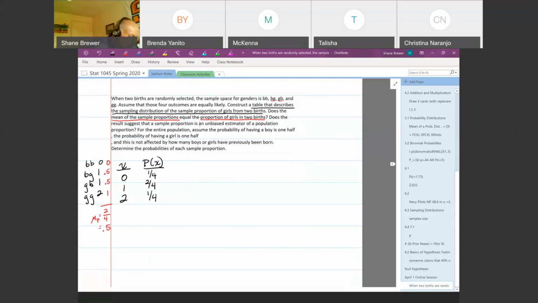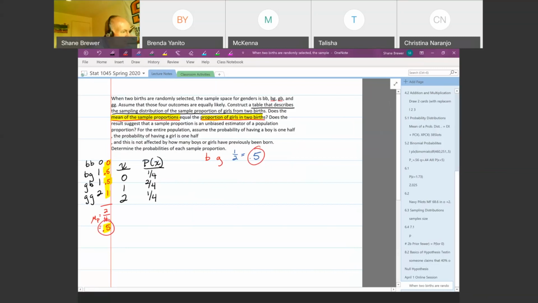So our population is either boys or girls. We calculated the mean of the sample proportions. That was just the mean of these numbers. And then the proportion of girls in two births. When we talk about this, the population is either boys or girls. And so the proportion of girls is 1 out of 2, or 1/2, or 0.5. So look, those two are equal. That's what we were asked. Is that equal to that? And the answer is yes.